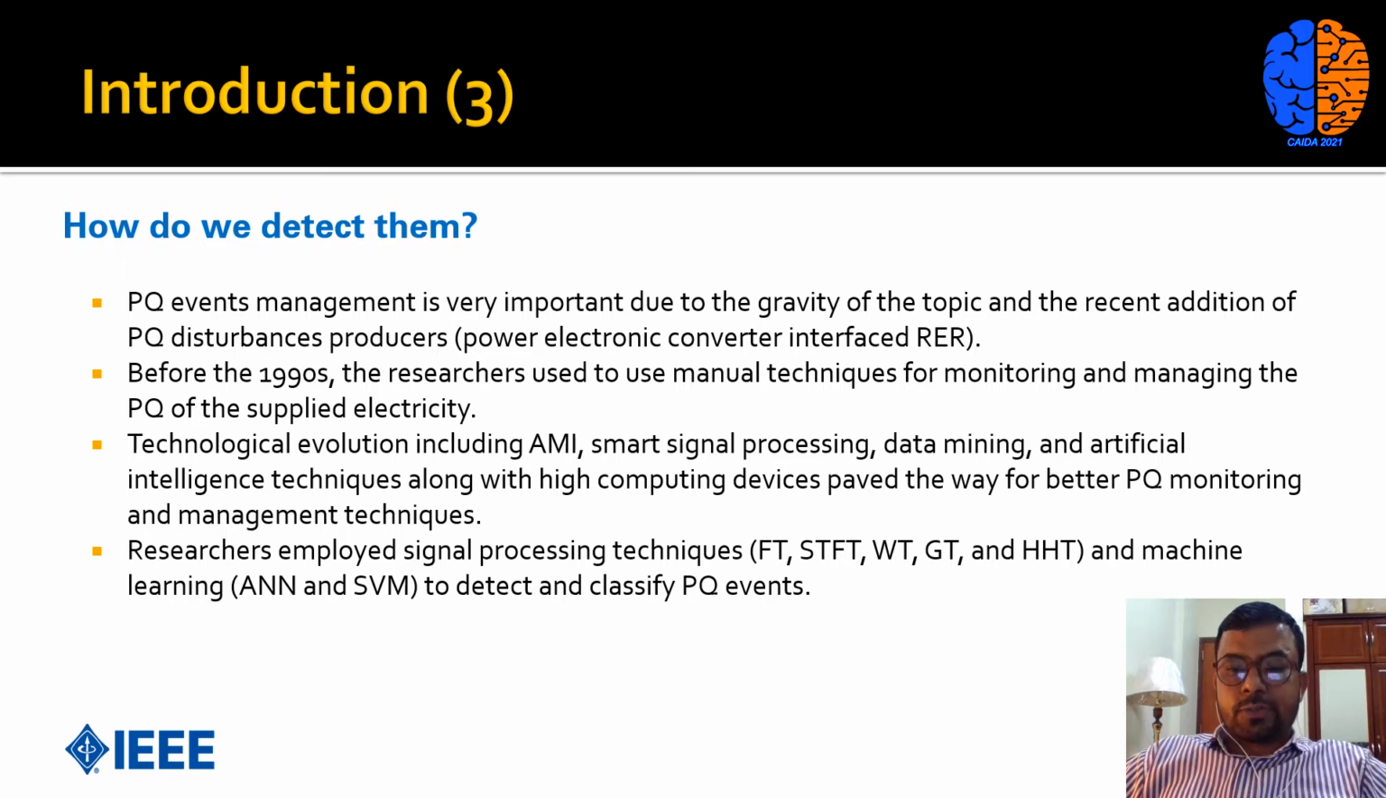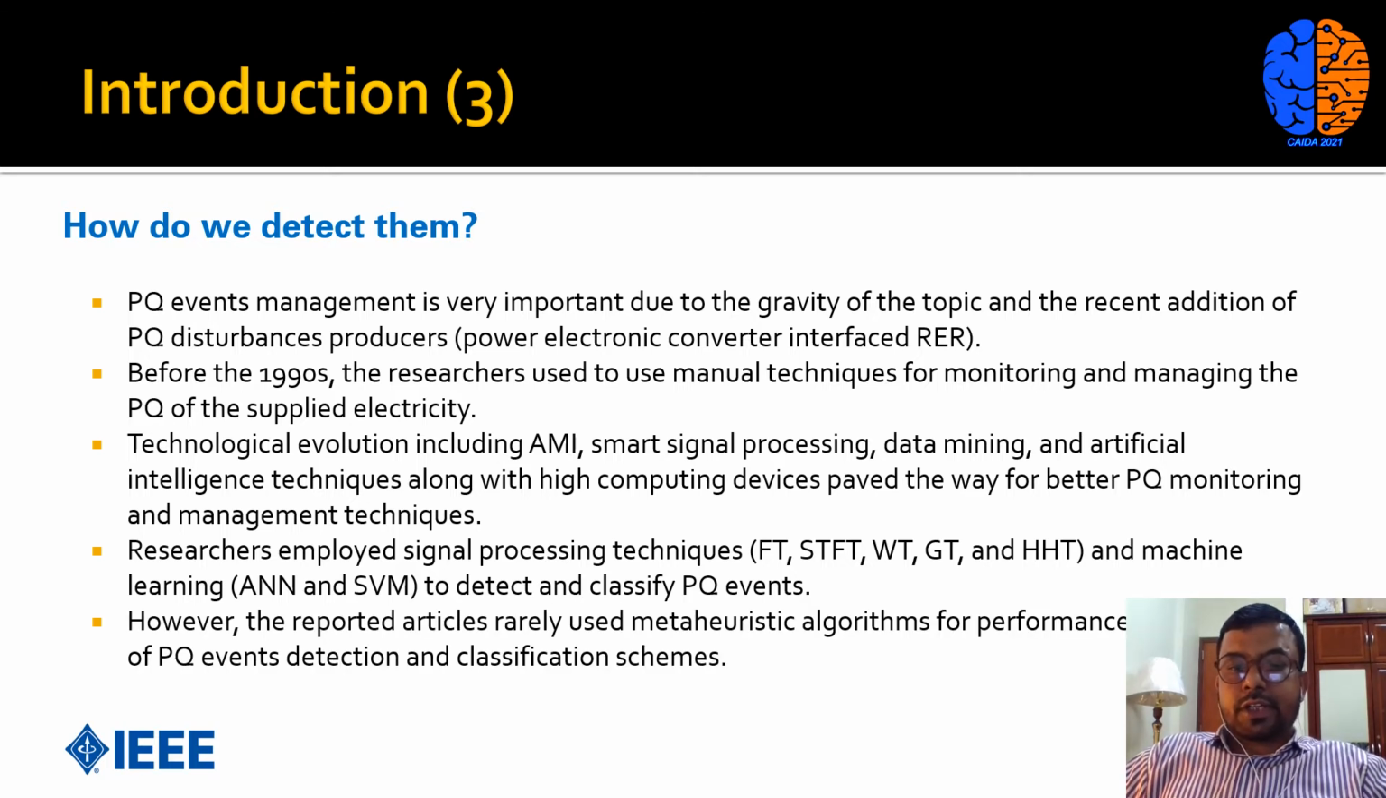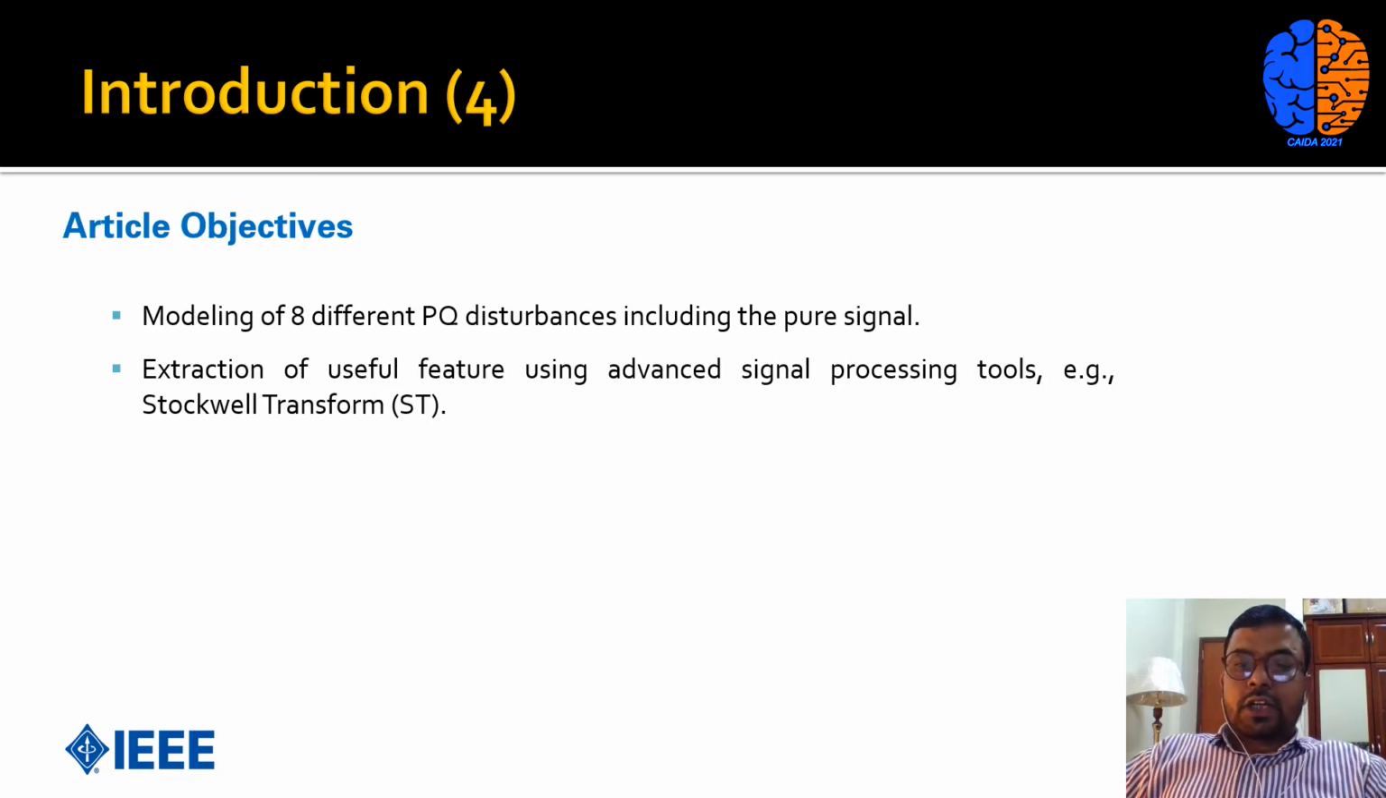Thus, power system researchers reported different schemes for power quality events detection and classification, combining advanced signal processing and machine learning tools. However, the reported articles rarely employed the meta-heuristic algorithms for performance improvement of the PQ events detection and classification schemes. In this article, we have mathematically modeled 8 different PQ events, including the pure signal.